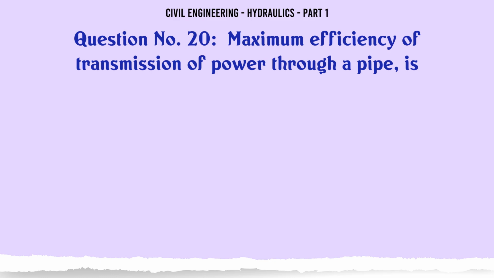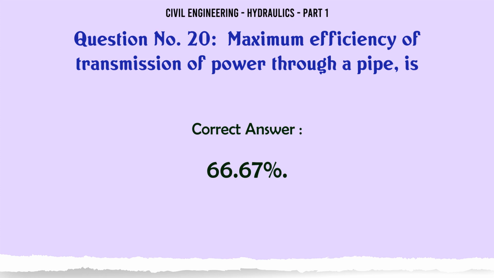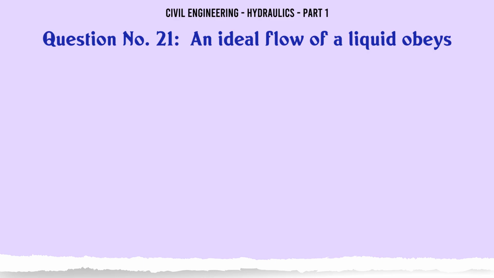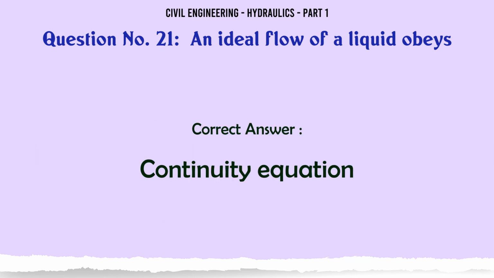Maximum efficiency of transmission of power through a pipe is A. 25%, B. 33.3%, C. 50%, D. 66.67%. The correct answer is 66.67%. An ideal flow of a liquid obeys A. continuity equation, B. Newton's law of viscosity, C. Newton's second law of motion, D. dynamic viscosity law. The correct answer is continuity equation.